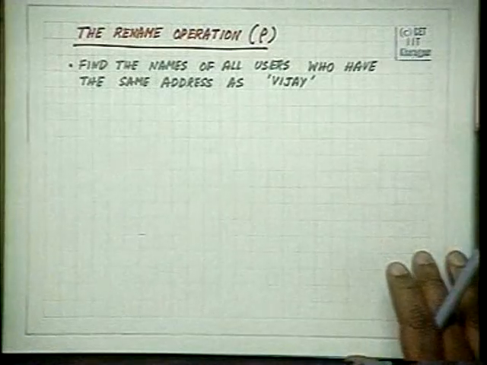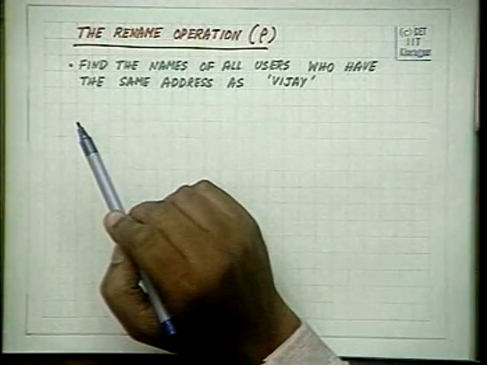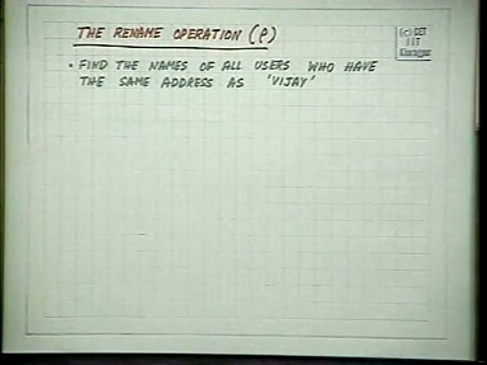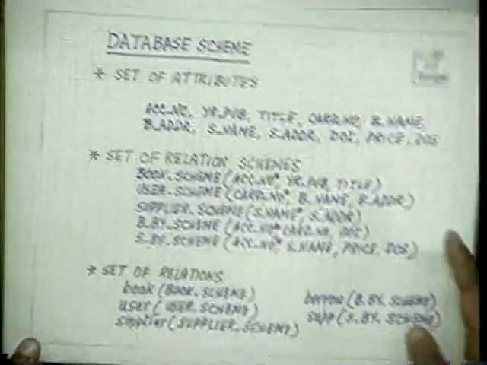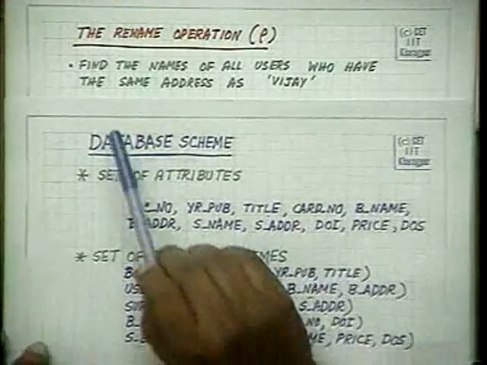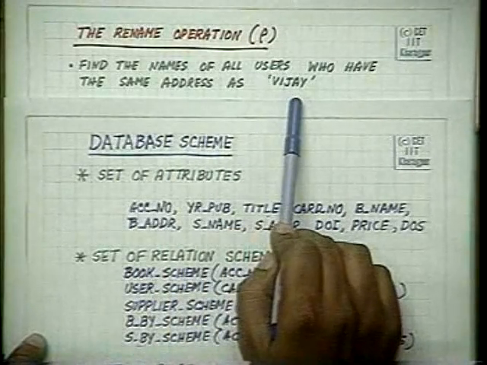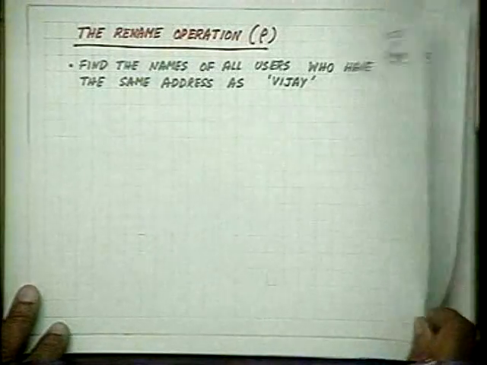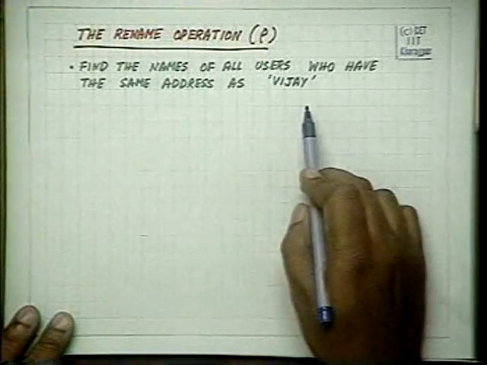The next operation we come to is the rename operation. This is an interesting operation in its own way. Let us see what we have done with this rename operation. The question is, find the names of all users who have the same address as Vijay. So let us see the difficulty which we face while trying to solve this problem. Find the name of all users who have the same address as Vijay.